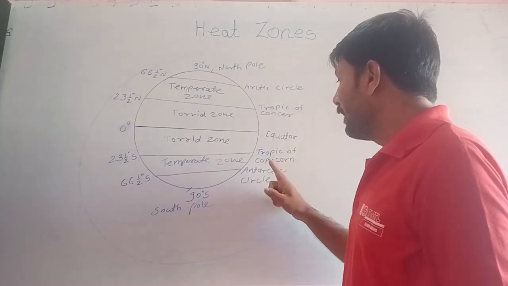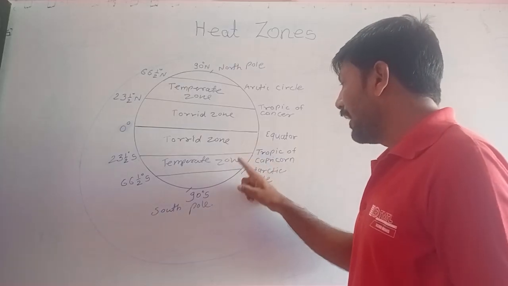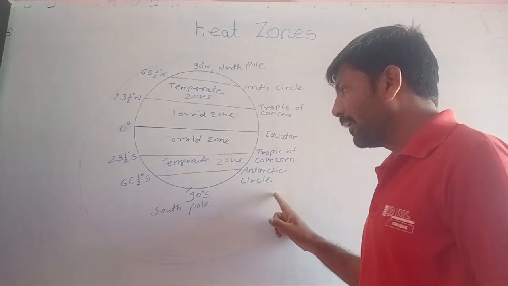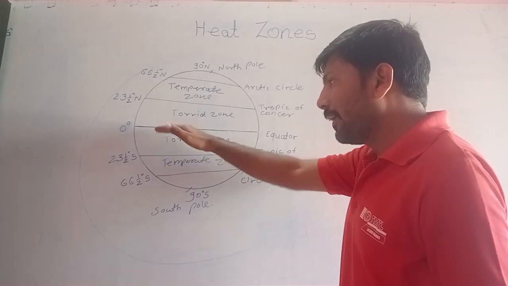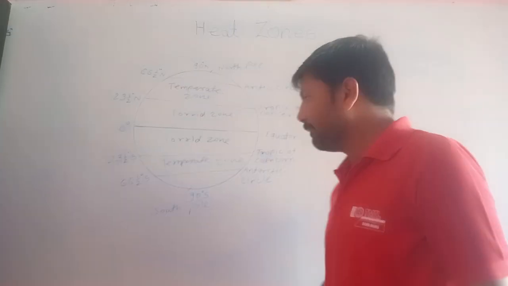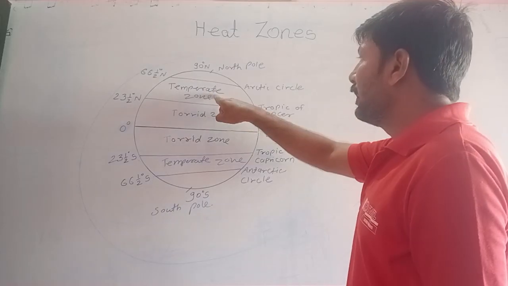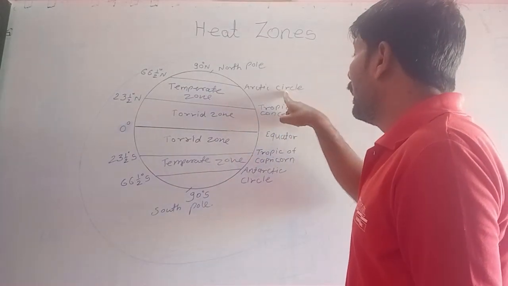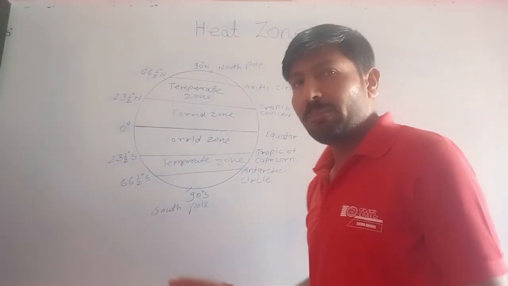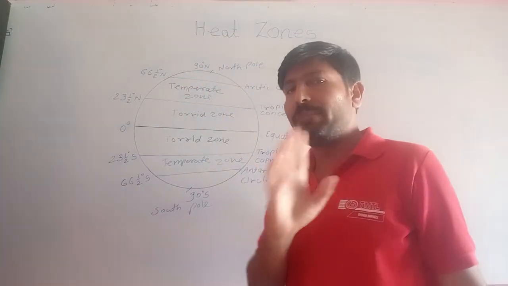See, the temperate zone lies between Tropic of Capricorn and Antarctic Circle in the southern hemisphere. See, the belt came into the southern hemisphere. On the contrary, the temperate zone also lies between Tropic of Cancer and Arctic Circle in the northern hemisphere. The belt lies in the northern hemisphere, as we know.